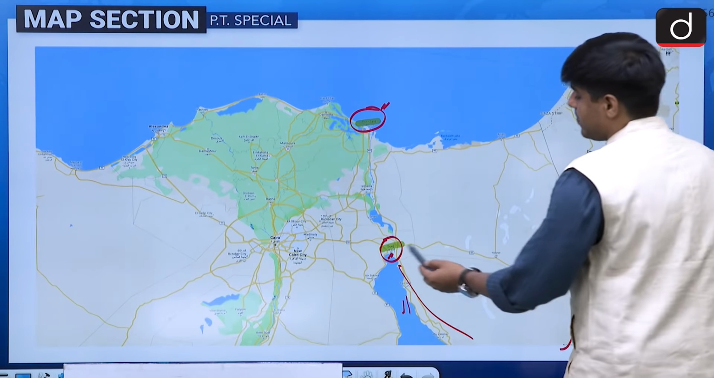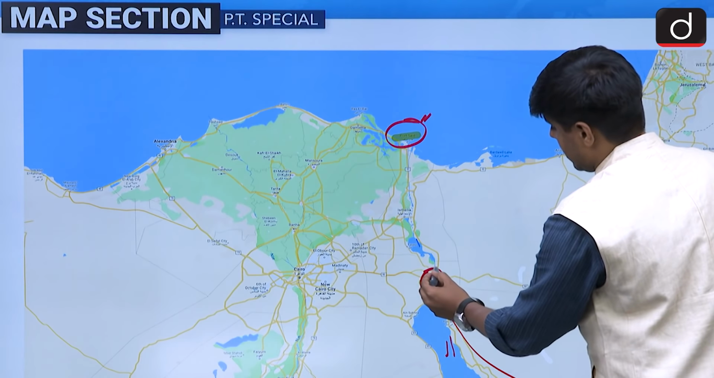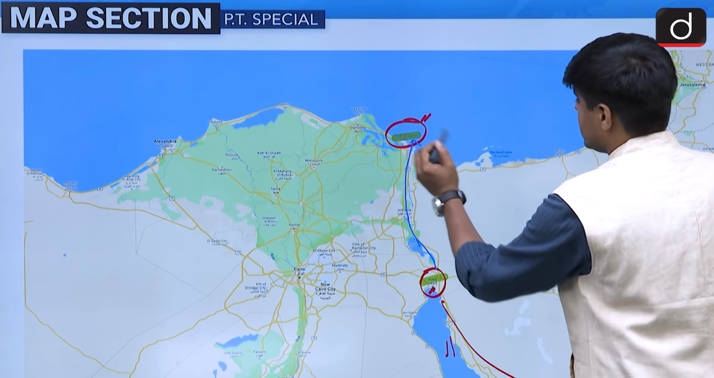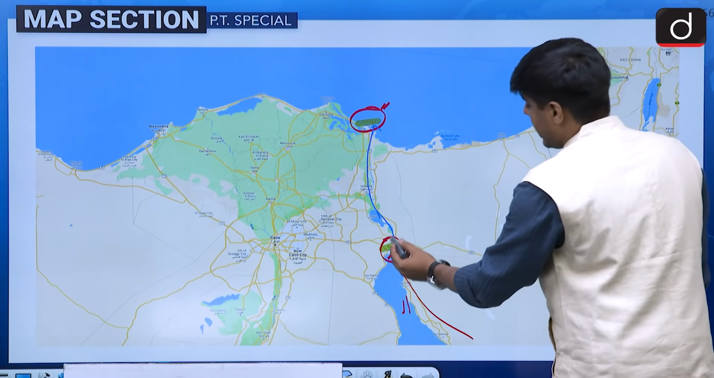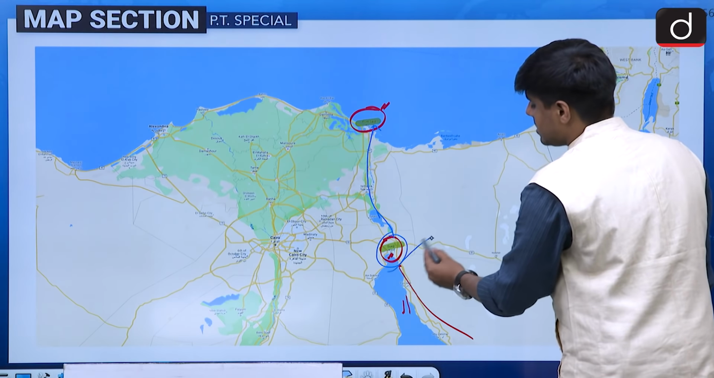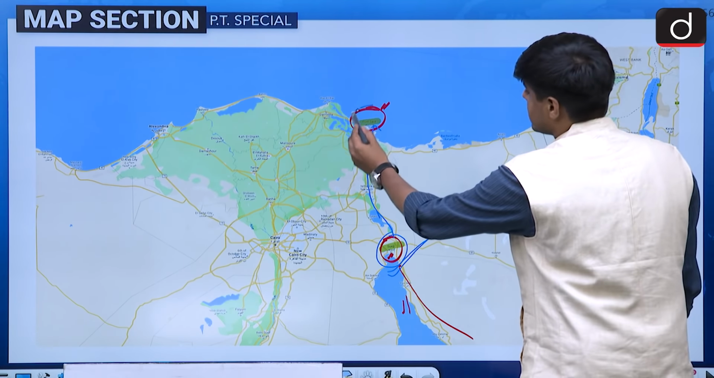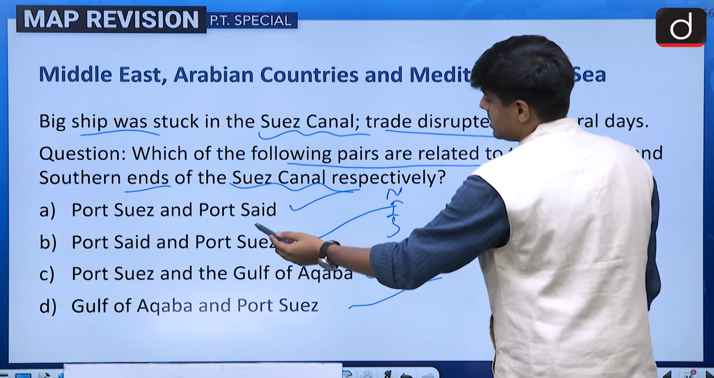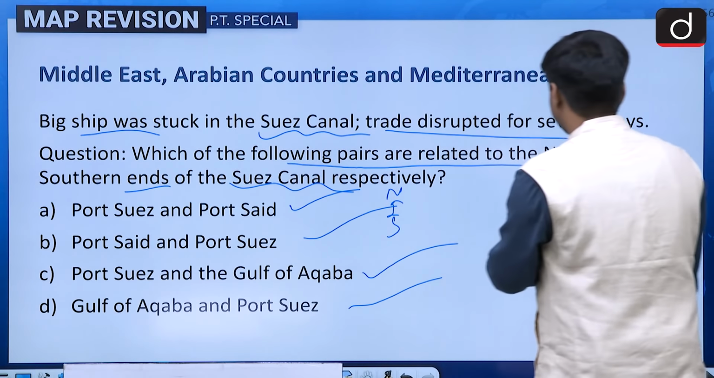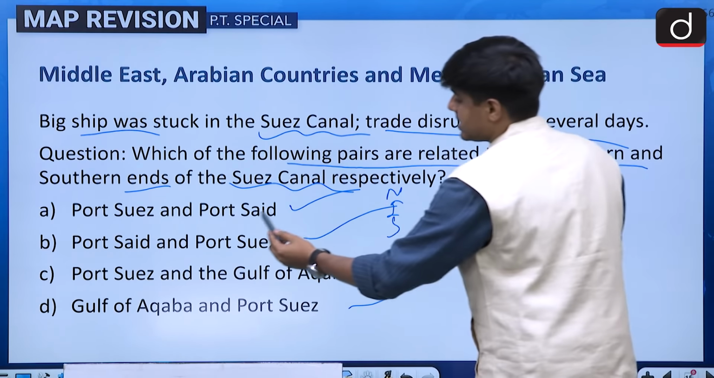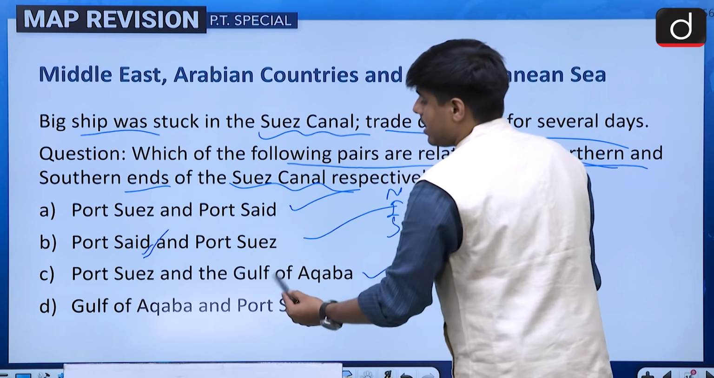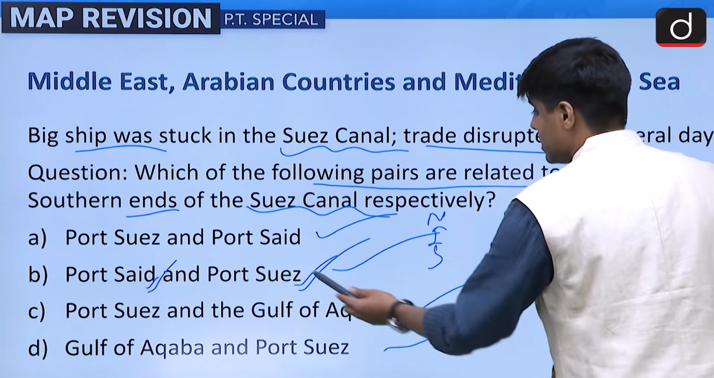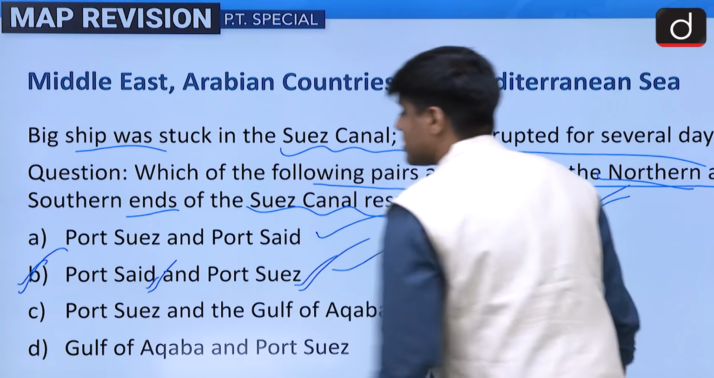Let us have a look at the map. This is the Suez Canal, a canal which has been dug to connect the Red Sea with the Mediterranean Sea. At the southern end lies Port Suez, and the northern end lies Port Said. We have to answer the northern one first. At the northern end lies Port Said, and at the southern end lies Port Suez. So basically the entry point is Port Suez, hence option B is the right answer.